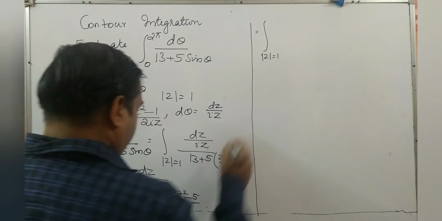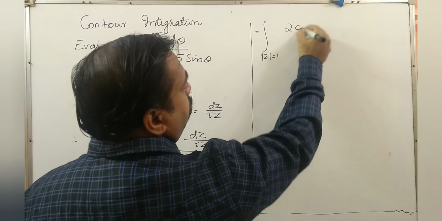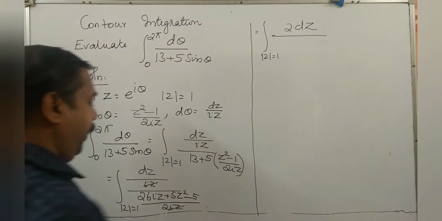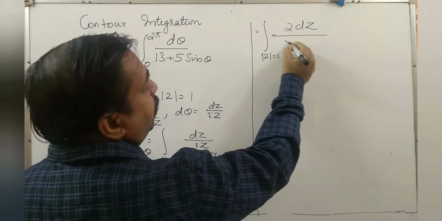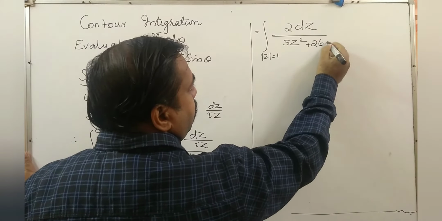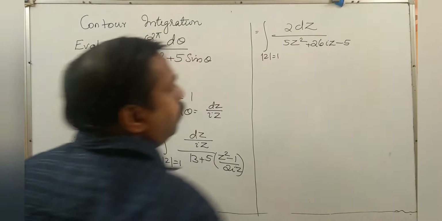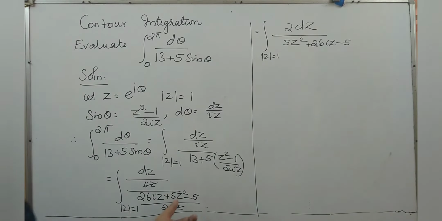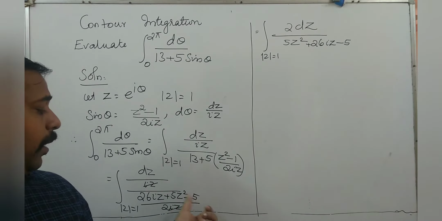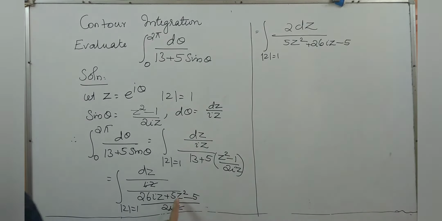Here the iz cancels, 2 goes to the numerator, that is 2 dz, whole divided by, first you write the z square term, that is 5z square, then plus 26i z minus 5. So 5z square plus 26i z minus 5. First you write the z square term, then the z term, then the constant term.